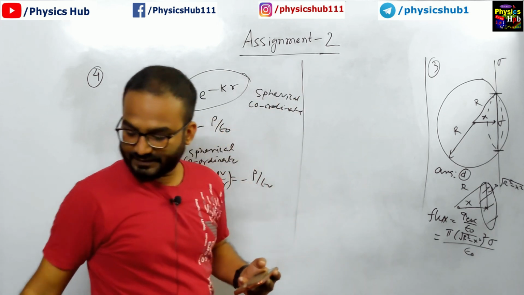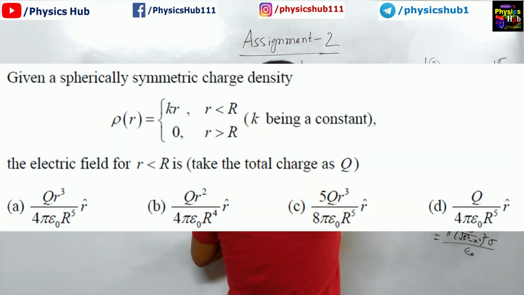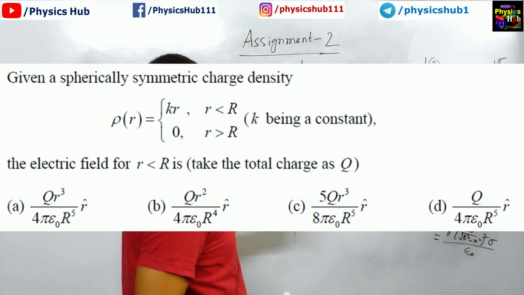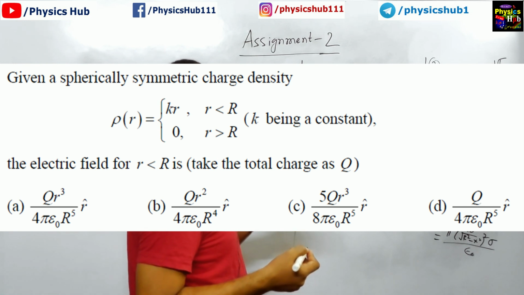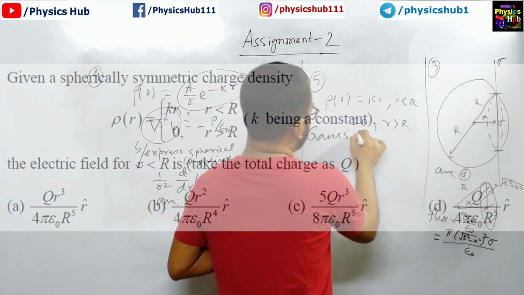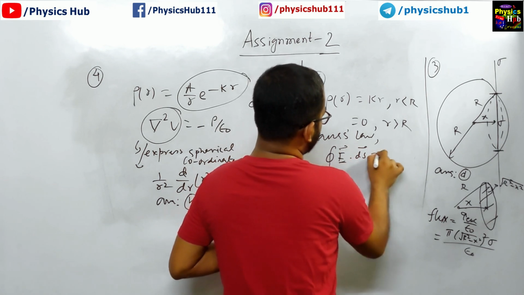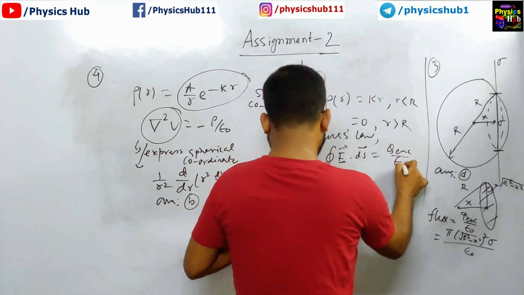What does question number 5 say? Given a spherically symmetric charge density, rho of r is equal to kr for r less than R, it is 0 outside. The electric field for r less than R, you can take the total charge to be Q. So this is very simple. You can utilize Gauss's law. What is Gauss's law? Integral of E dot dS is equal to q enclosed by epsilon naught.